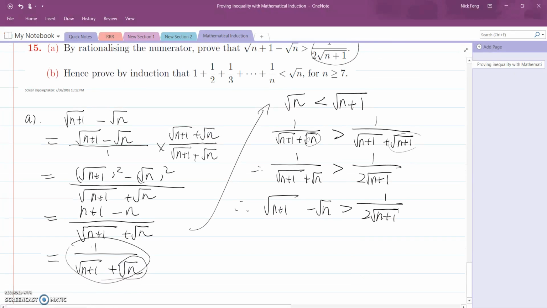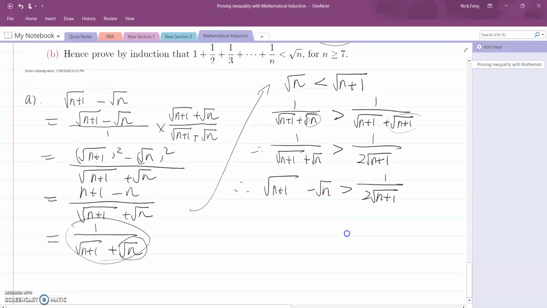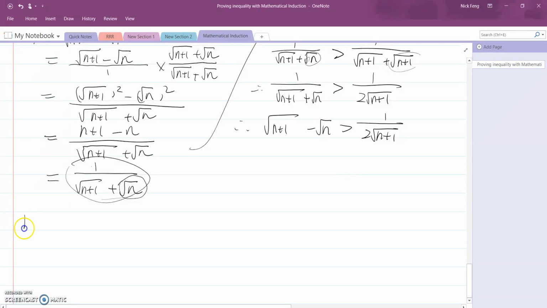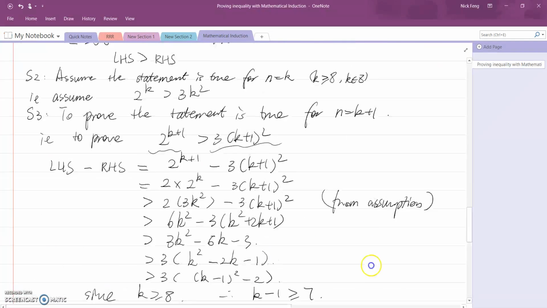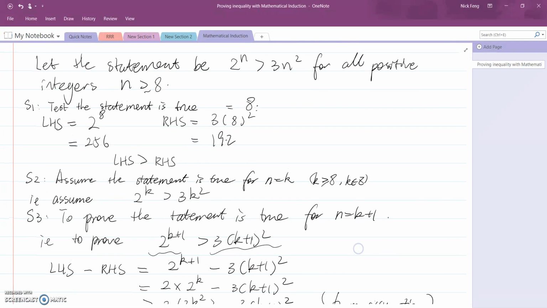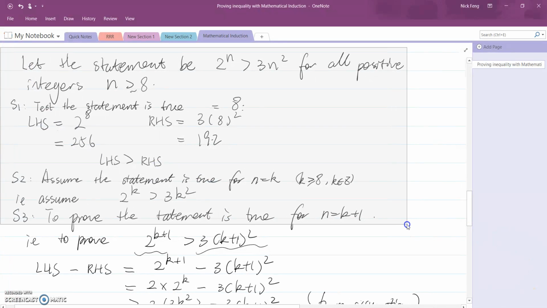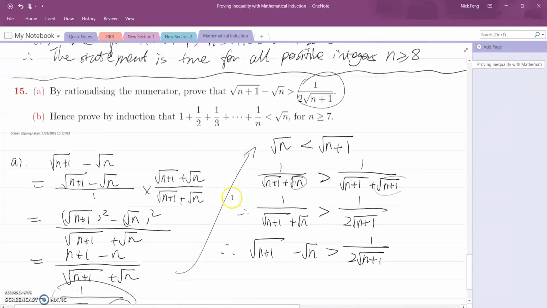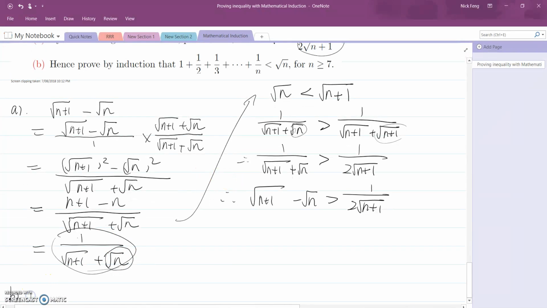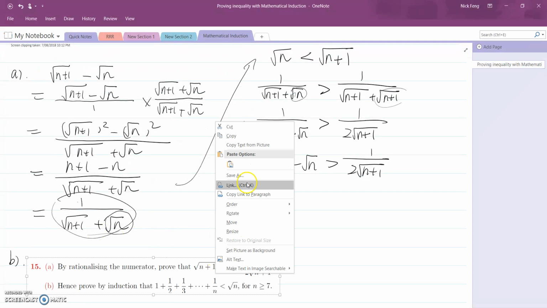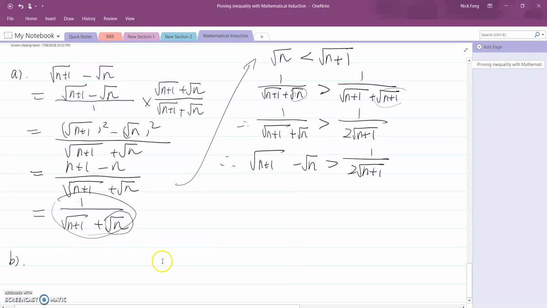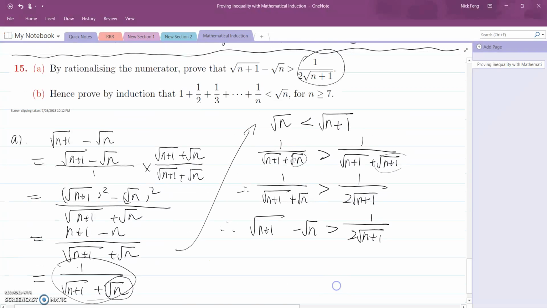So we need to let the statement be this one. Let me save some time because the actual algebra in this part is a little bit more tedious. I need some time on it, so just let me be lazy for once, and you can't. You actually need to write it. So let the statement be this.